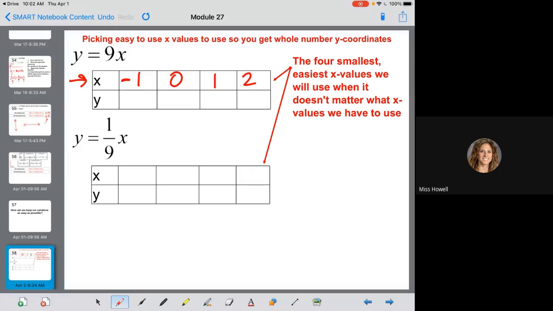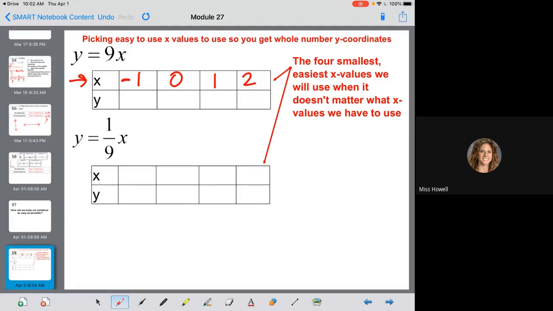Remember, we can pick whatever we want here, but those are going to be the smallest, easiest numbers to work with when we substitute in, and they give us the best possible chance that they would fit in a 10 by -10 or 10 to -10 coordinate plane without having to change anything on any of our axes.